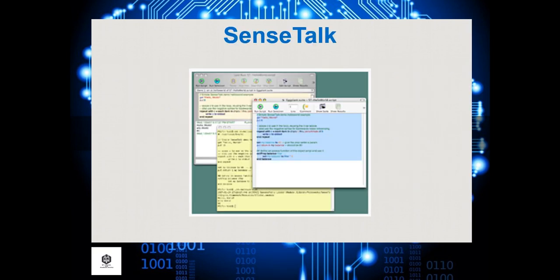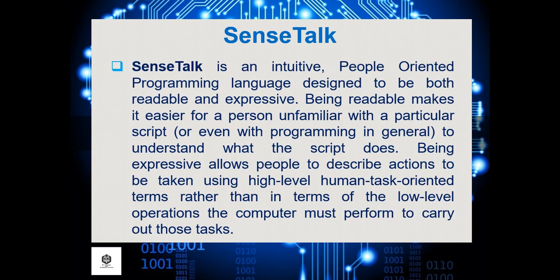SenseTalk. SenseTalk is an intuitive, people-oriented programming language designed to be both readable and expressive. Being readable makes it easier for a person unfamiliar with a particular script, or even with programming in general, to understand what the script does. Being expressive allows people to describe actions to be taken using high-level and human task-oriented terms rather than in terms of the low-level operations the computer must perform to carry out those tasks.